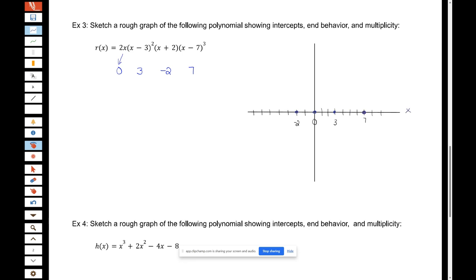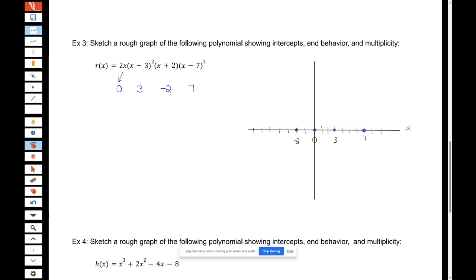I'm not going to tick mark the y-axis though. Now we have to look at the multiplicity of each one so that we know if it's going to bounce or slash or hug. When I have you graph them, I will stick to multiplicities of 1 or 2 or 3, because 1 will be a slash, 2 will be a bounce, and 3 will be a little bit of a hug as it goes through. And then it's hard to tell one hug from the other when you talk about higher powers. So I usually stick to 1, 2, and 3 just so you can do each one.